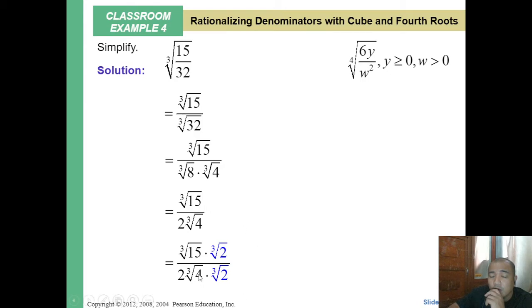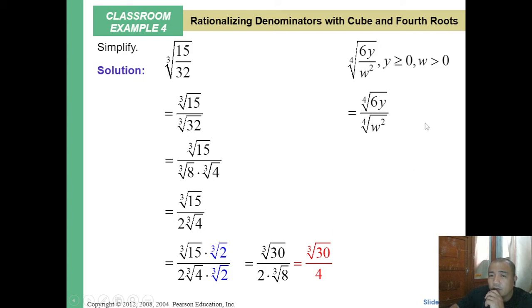So what will we multiply to 4 to become 8? So 2. Okay, let's multiply this in the numerator, cube root of 30 over 2 times the cube root of 8. But cube root of 8 is 2. So 2 times 2 is 4. So the answer is cube root of 30 over 4.